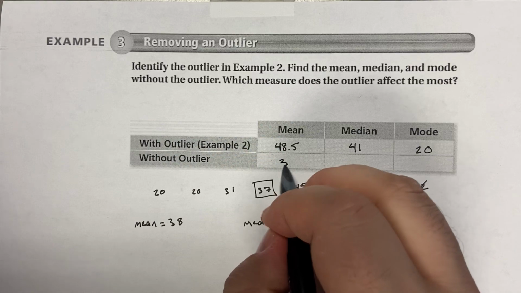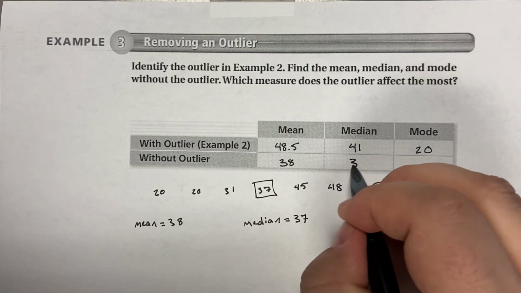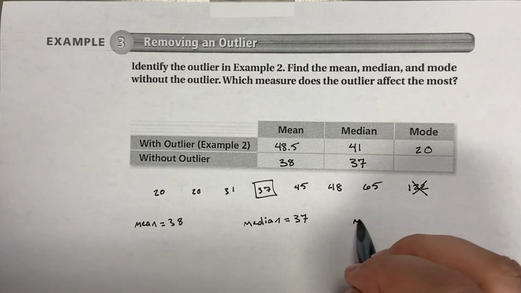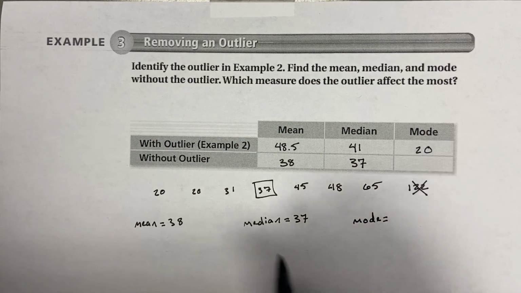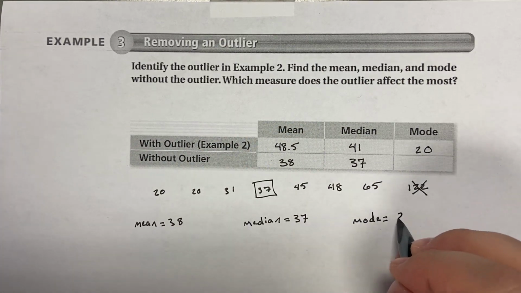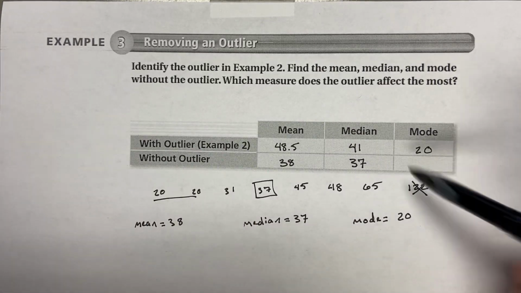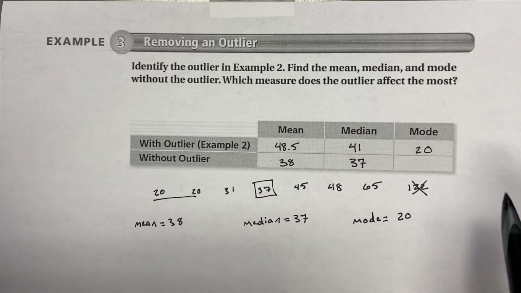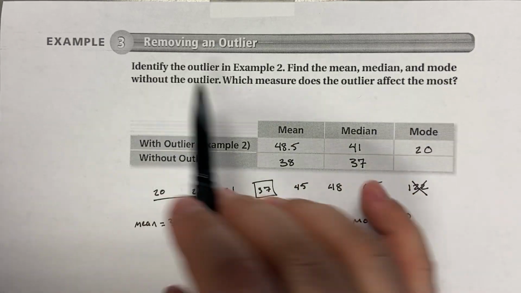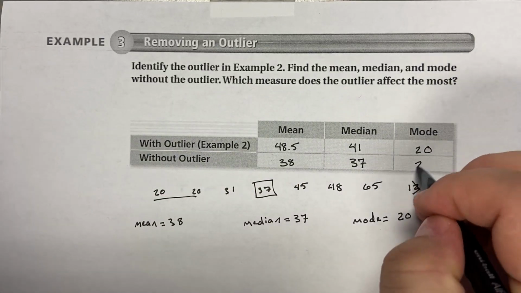So up here, let me go ahead and start filling this out. That's 38. That's 37. And then our mode. Our mode is what happens the most. So again, 20 is the only thing that's repeated. Nothing changed there because we took this number out. Everything else stayed the same. Now, find the mean, median, and mode without the outlier. We've done that. 20, once again.